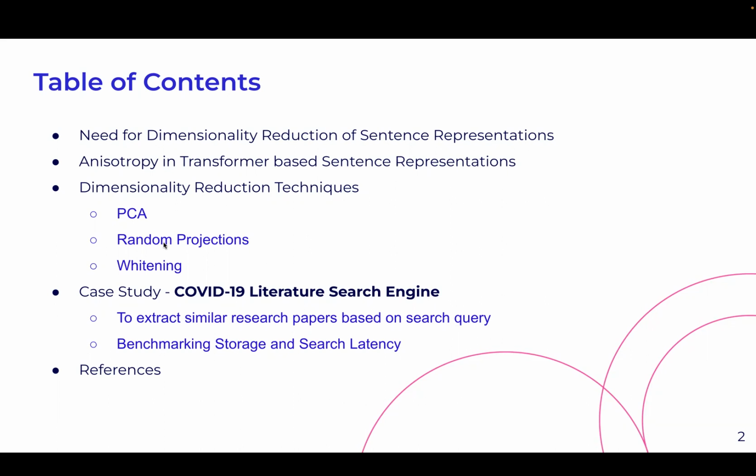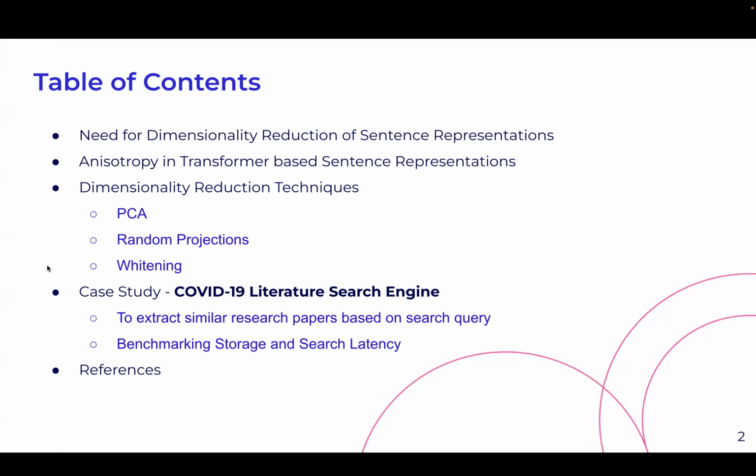So I'll be discussing on a very high level these three available dimensionality reduction techniques, that is PCA, random projections, and last one is whitening. So whitening transformation is not only a dimensionality reduction technique, but also it deals with removing the anisotropy that is there in the transformer-based sentence representations. So it is not straightforward to compare whitening directly with PCA and random projections, because it does two separate things.